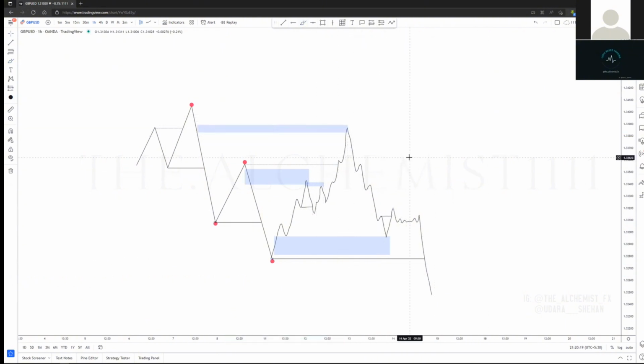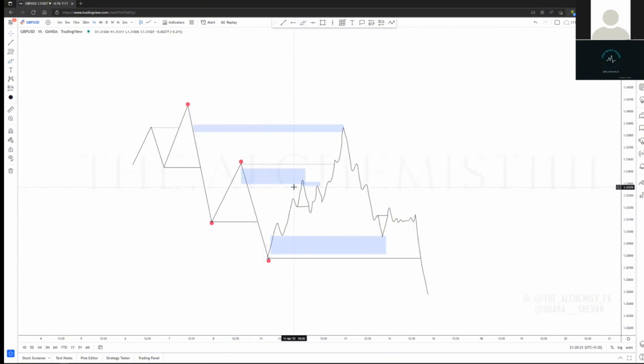Now smart money traders will tell you, oh, order blocks don't work anymore. We tried to sell it here, even the confirmation entry got stopped out. We tried to buy it here, even the confirmation entry got stopped out. It doesn't work that way.